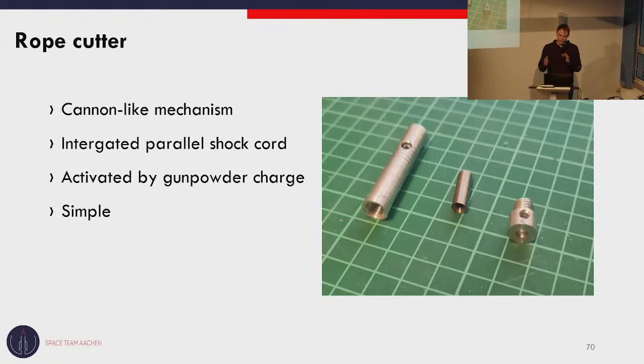It's a really simple design. You have a metal tube and a metal slug. The metal slug will be fired into the metal tube, into the rope that's going through this little hole, cutting the rope, separating it.